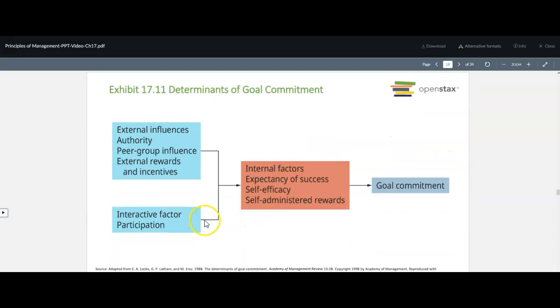And then in terms of goal commitment, there are external and interactive factors that determine a person's commitment to a goal. There's also internal factors, and then ultimately that leads to goal commitment. And again, the more likely you are to have control over things that impact that goal, the better off you are.